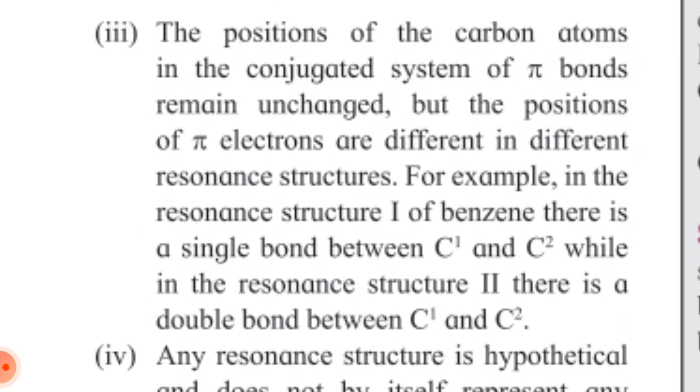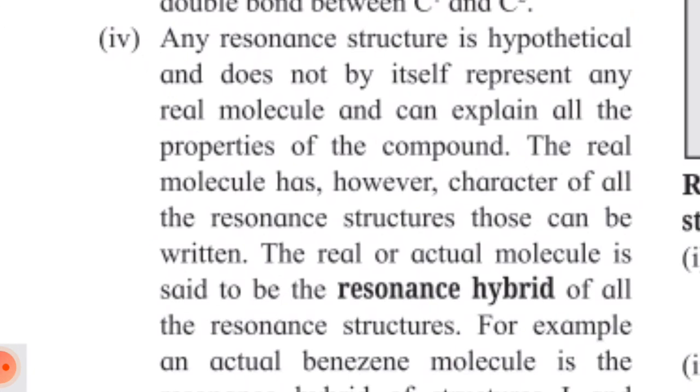The positions of the carbon atoms in the conjugated system of pi bonds remain unchanged, but the positions of pi electrons are different in different resonance structures. For example, in resonance structure 1 of benzene there is a single bond between C1 and C2, while in resonance structure 2 there is a double bond between C1 and C2.